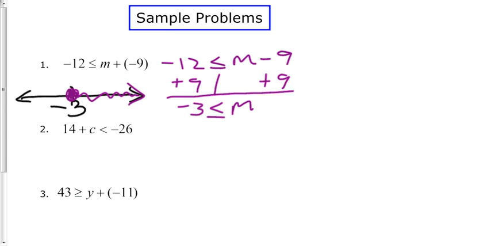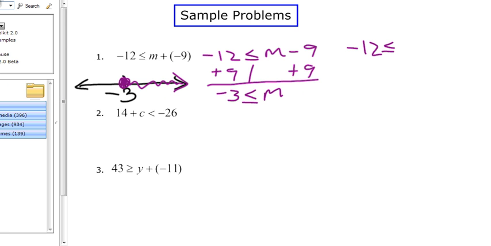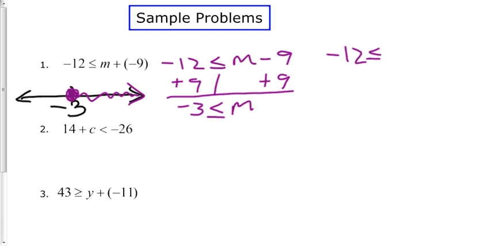And that's also how we check these inequalities. If I want to check this, I'm going to take negative 12 less than or equal to, and I'm going to choose 0 just because it's easy to work with. So I'm going to substitute 0 for m there. Then is negative 12 less than or equal to negative 9? Yes, so this checks out.